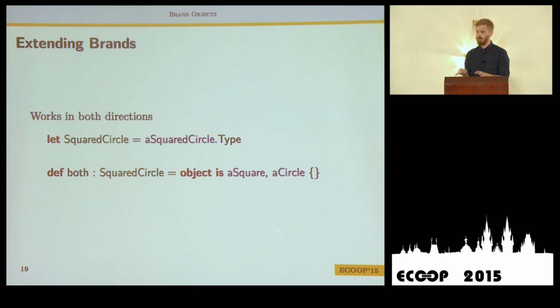And then the extend method is actually implemented in terms of plus. It's just self plus new brand, and that's how you get an extended brand. So if you wanted a squared circle to be unique, you would add a square, a circle, and some new brand together, and you get that result.